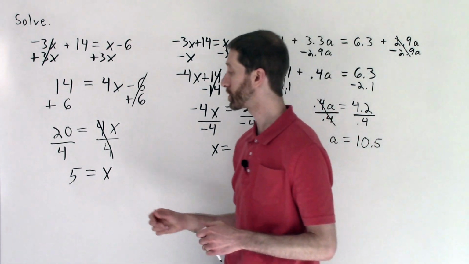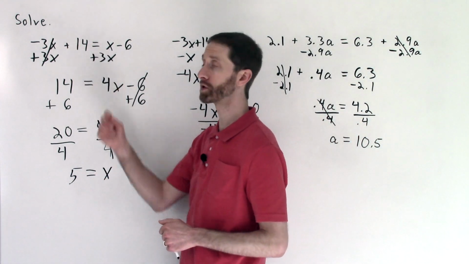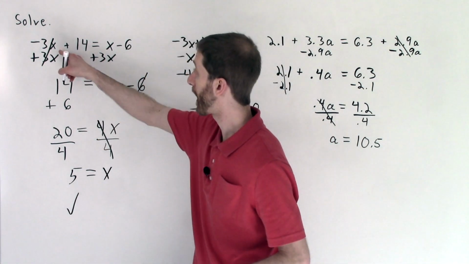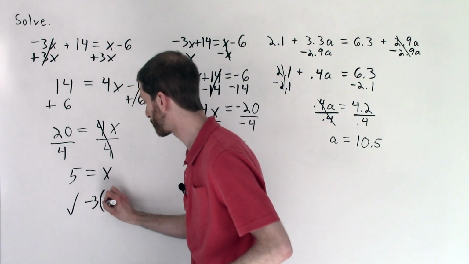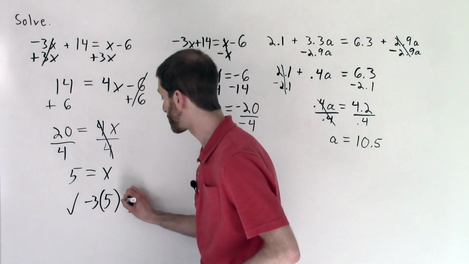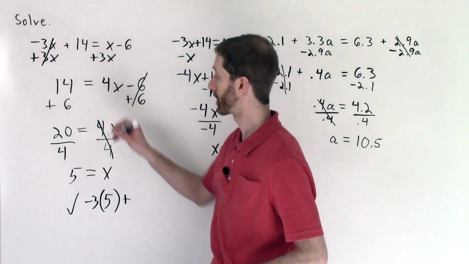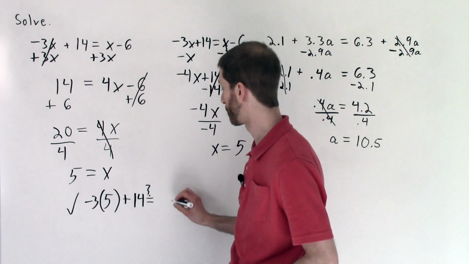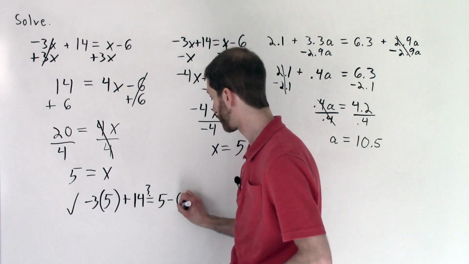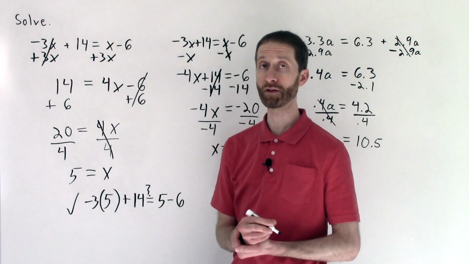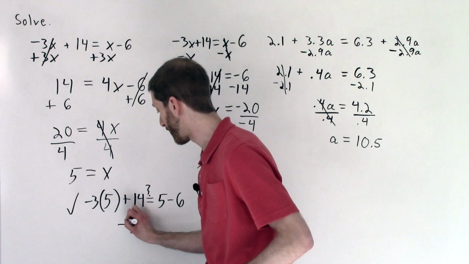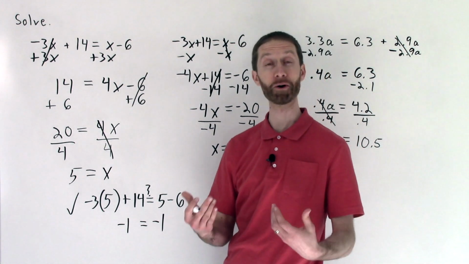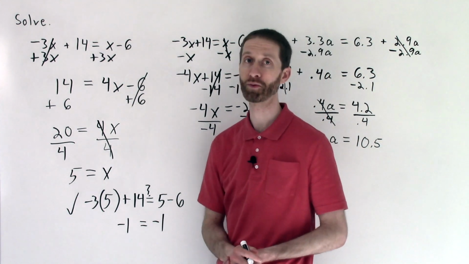As always, to check your solutions, you can take your answer and plug it into the original equation and you will get a true statement. So I'll do that now. I can take x equals 5 and put it into negative 3 times x, or negative 3 times 5. As always, that x is an empty holding tank that I'm plugging in 5 for, plus 14. And the question mark means, is it equal to x, which is 5, minus 6? Well, negative 3 times 5 is negative 15, plus 14 is negative 1. And 5 minus 6 is negative 1, which is a true statement. So we know that our answer of x equals 5 works.